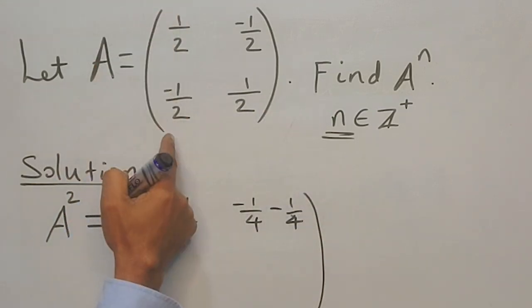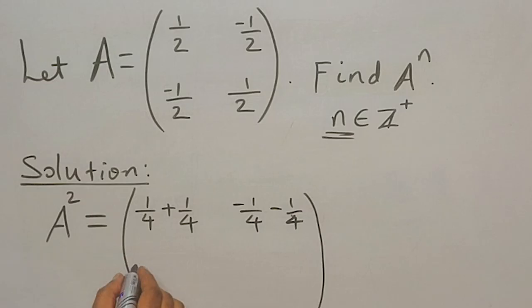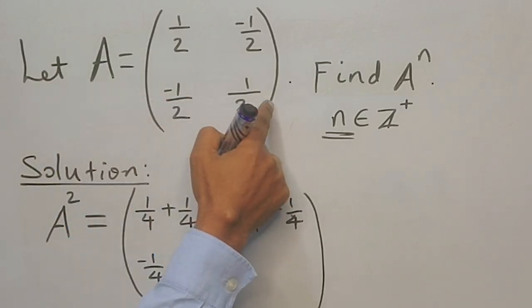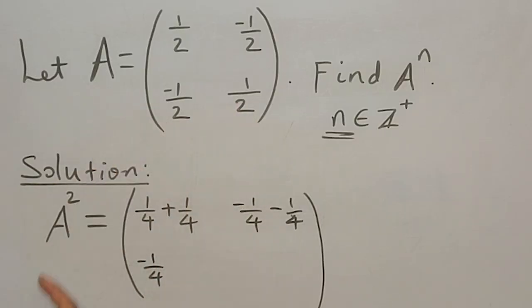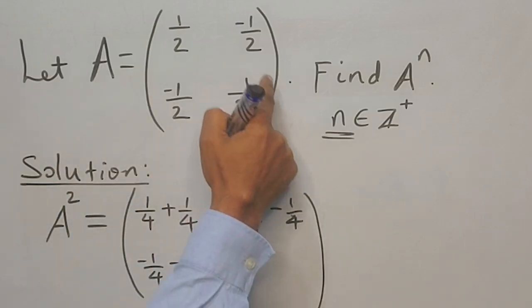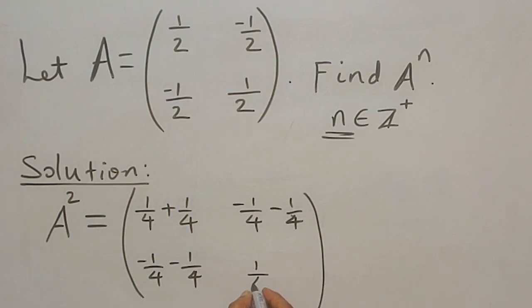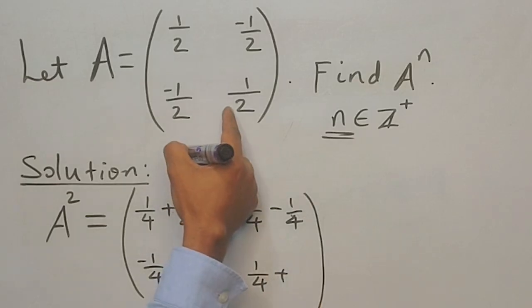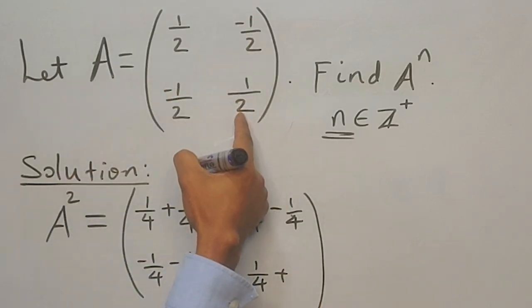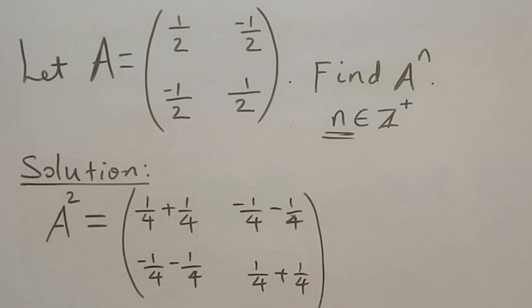Second row, first column: minus 1 over 2 times 1 over 2, minus 1 over 4, plus 1 over 2 times minus 1 over 2, minus 1 over 4. Second row, second column: minus 1 over 2 times minus 1 over 2, 1 over 4, plus 1 over 2 times 1 over 2, 1 over 4.